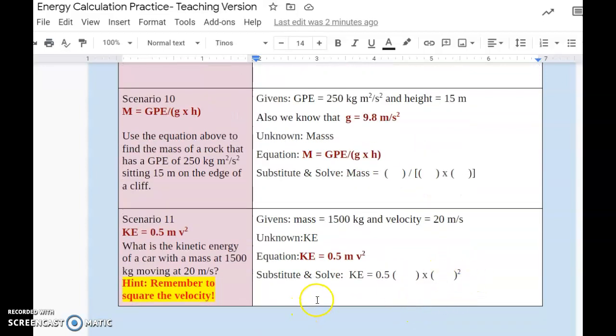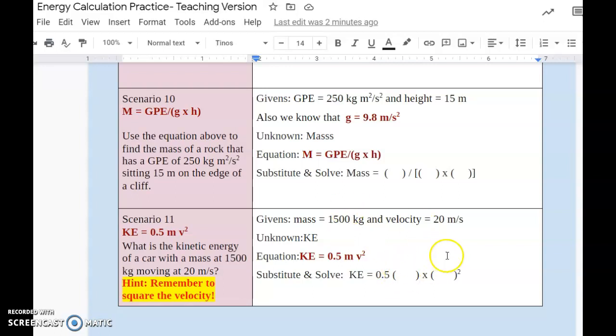The last one is similar to the one that we did earlier for kinetic energy. Read it and plug it in, but remember, square the velocity first. So I would put in 20 here, times 20, and then take that answer, multiply by the mass, and multiply by 0.5. Hopefully that helps you try and figure out the correct answer.